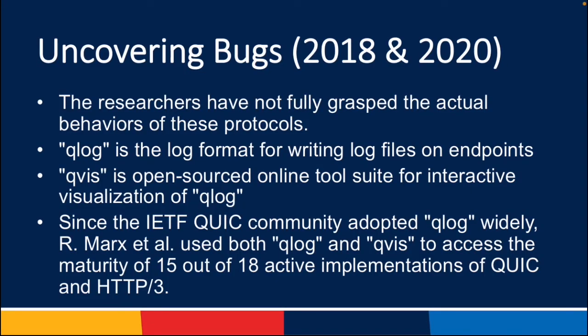Robin thought that although researchers have proposed QUIC and HTTP 3 by combining lessons learned from TCP and HTTP 2, they have not fully grasped the actual behaviors of the QUIC protocol. In 2020, as Robin pointed out, researchers mainly tested the new protocols on compatibility, but bugs still came out because the tests were not rigorous enough.